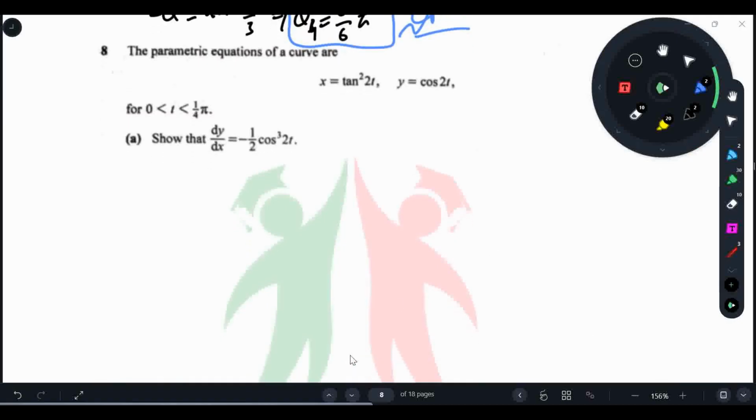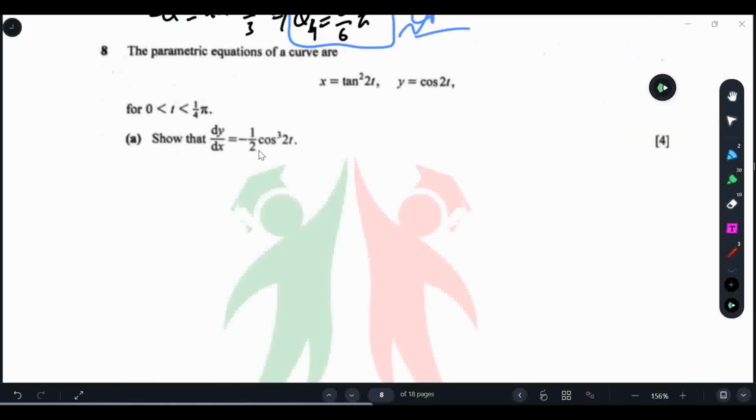Let's move to question number 8. The parametric equations of a curve are these: x is equal to this thing, y is equal to this thing. Show that dy by dx is this. So first of all, we can use the chain rule over here: dy by dx is equal to dy by dt multiplied by dt by dx. Now we need to differentiate these two.